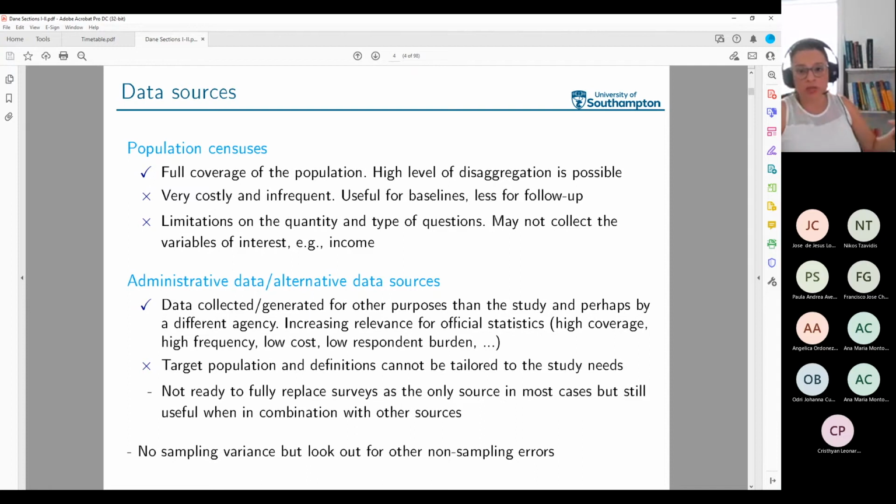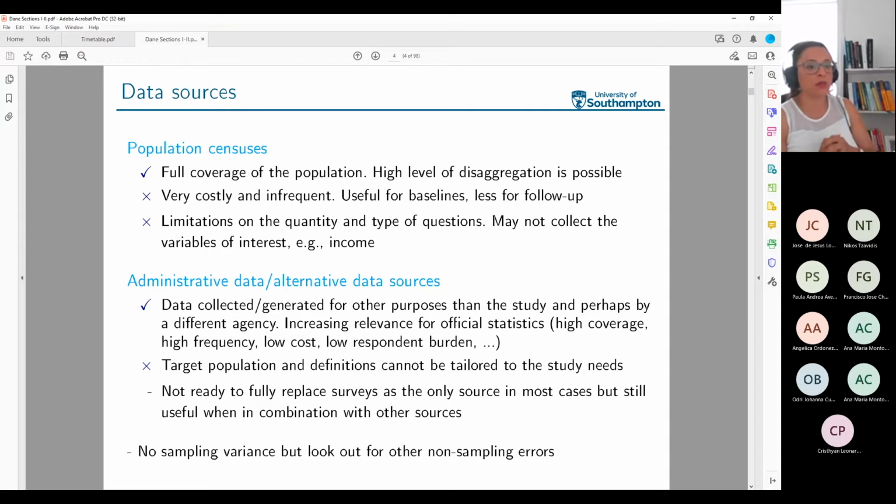All that information is linked, so they have access to all those things, and then they don't really need to ask you again whether you're employed or not, because they have you in all those data sets. Besides those very rare cases of Scandinavian countries, in most places they are used because they're useful in combination with other sources, but they are not yet at the point of being able to replace surveys and censuses.